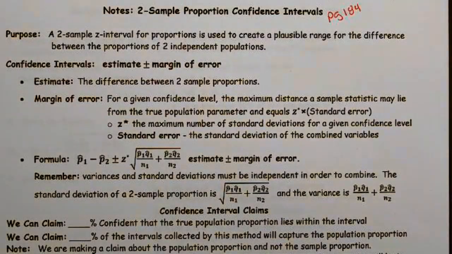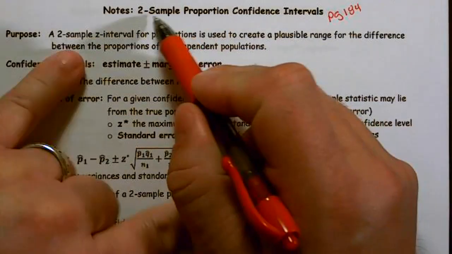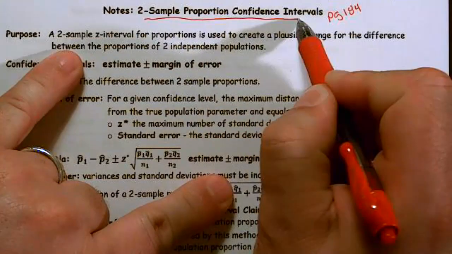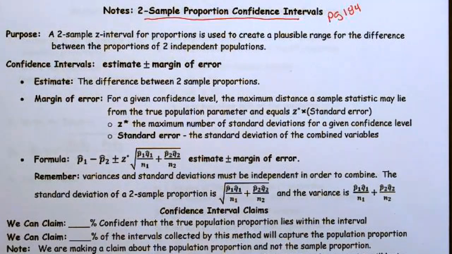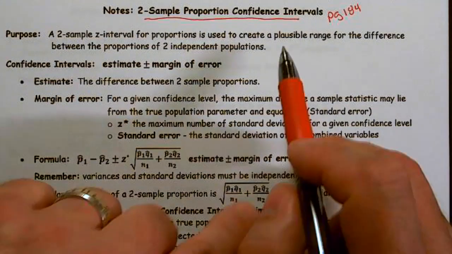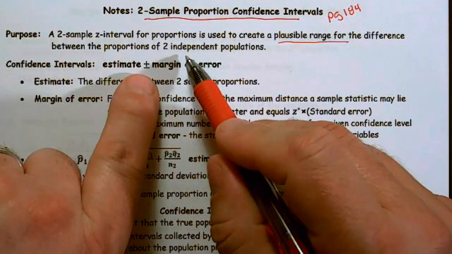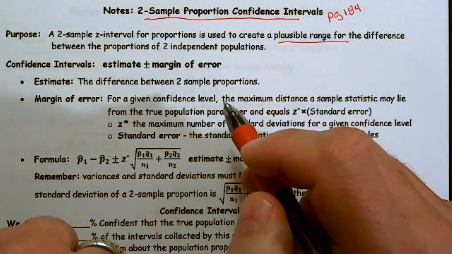Okay, this is notes page 184, and we are doing two sample proportion confidence intervals. This video will be only on the two sample proportion confidence intervals, and it'll be scenario one. Basically, the purpose is you have two proportions, and you're looking to see if there's a difference. You're trying to find a plausible range for the difference between the proportion of two independent populations.